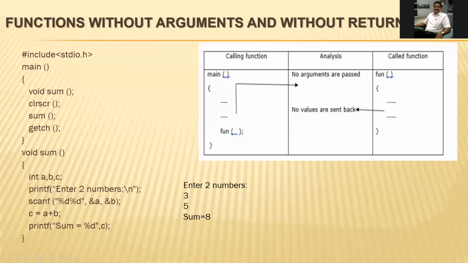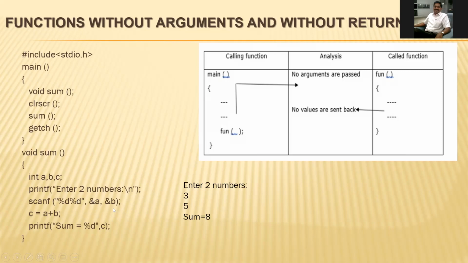This is particularly no data communication between these two functions. Which are those two functions? The main function and the sum function. The main function is called the calling function and the sum function is called the called function. Now the sum function does not return any value and the main function is not passing any arguments or values to the sum function. The sum function is exactly taking the values from the user.